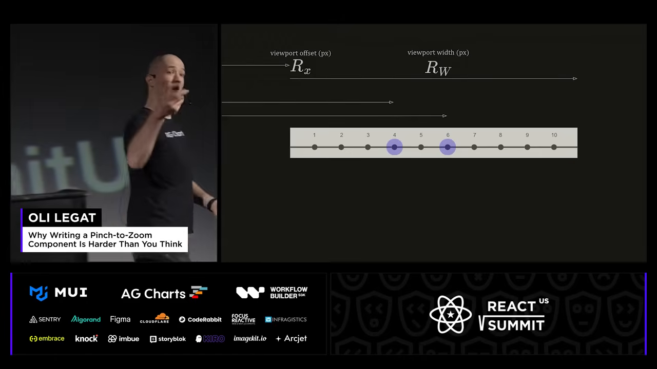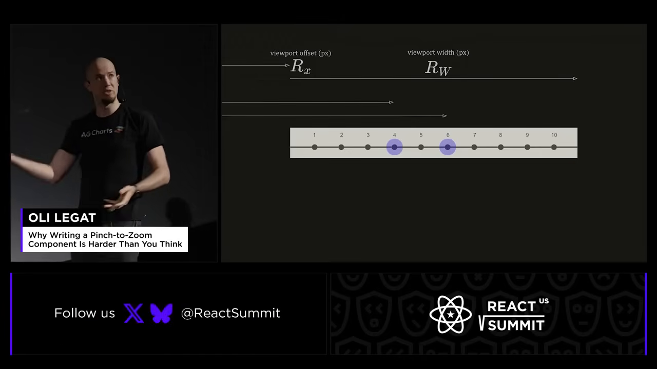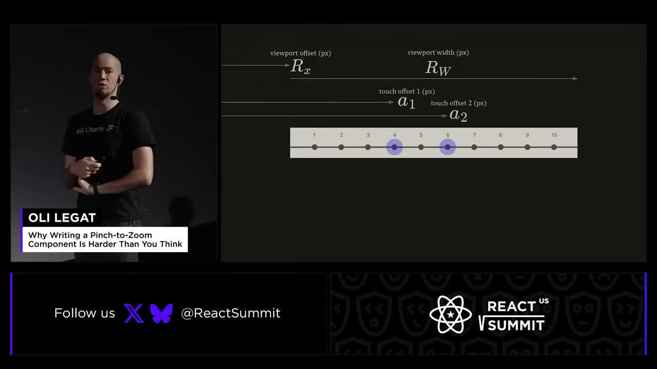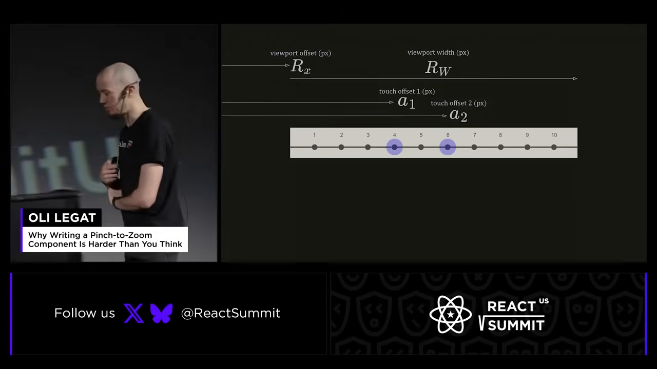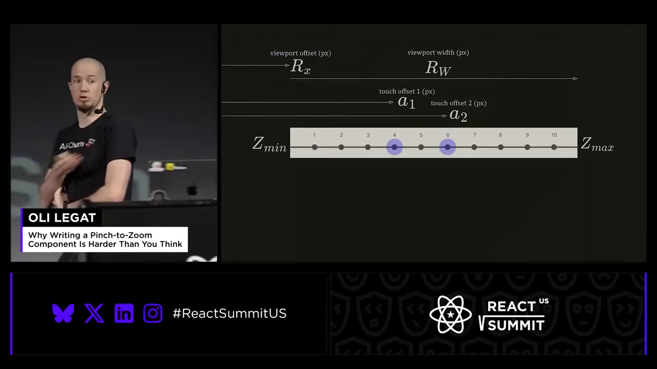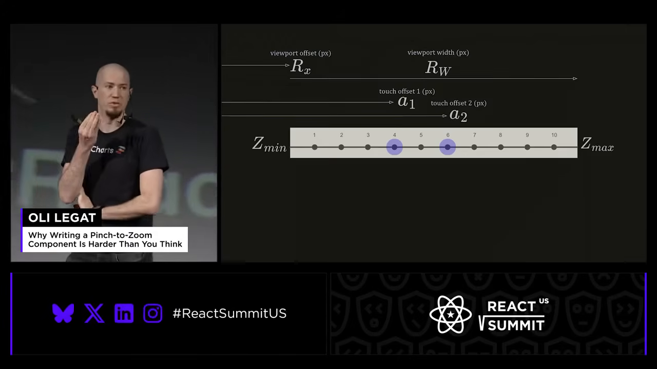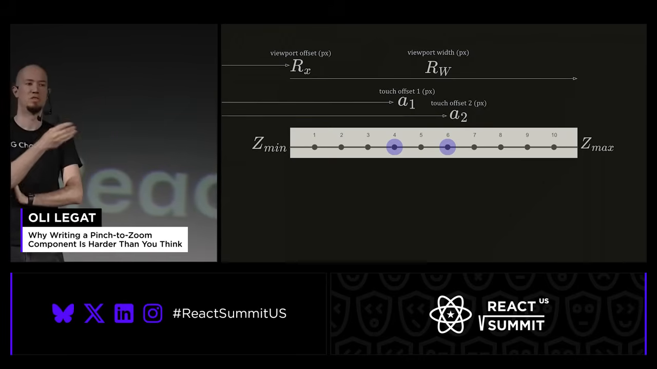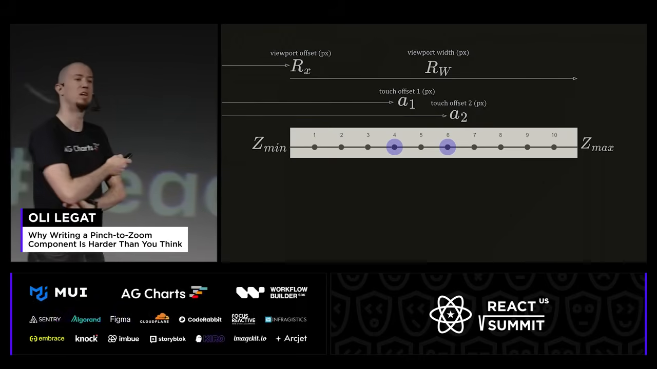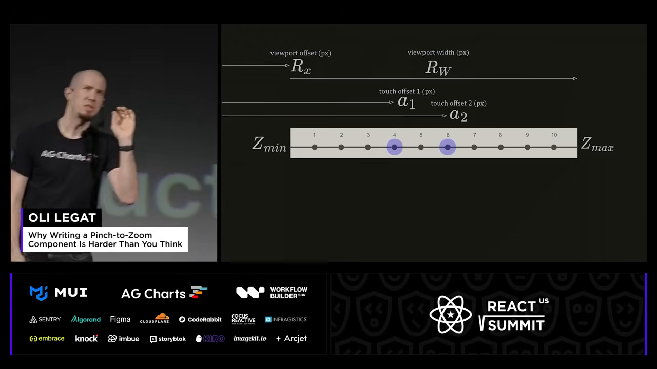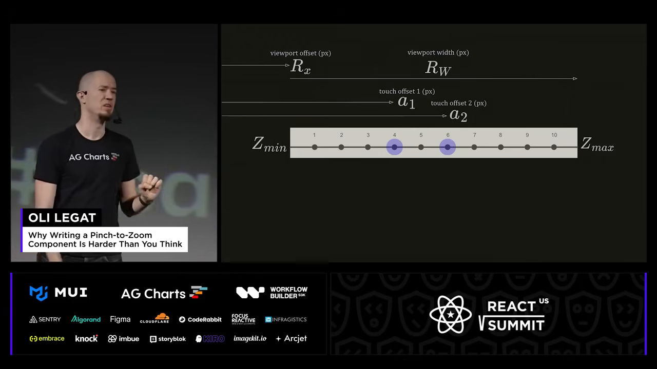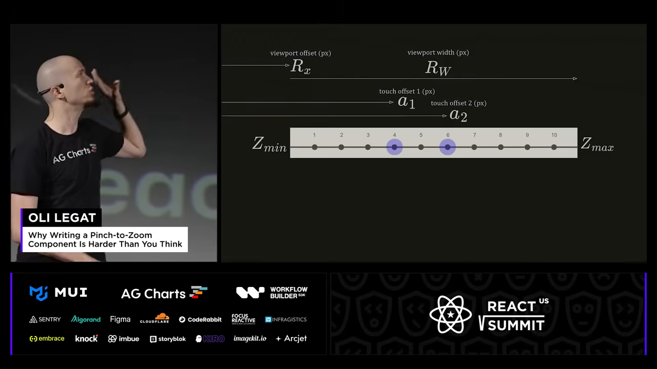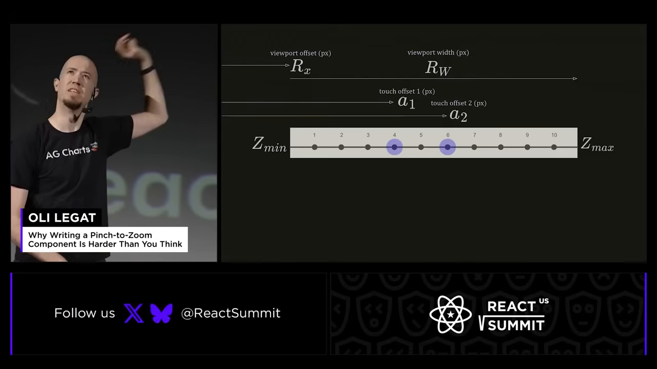OK, what else do we know? Well, we also know the offsets of the touches, because we received that from the touch start event. We'll call that A1 and A2. That's also in pixels. And obviously, we know the zoom constraints of our component, because we've initialized that from the get-go. They'll probably be like 0 and 1 or something. So we know the zoom constraints, Z-min and Z-max. And so what we're basically looking for at this point in time is some way to remember that the user is touching the numbers 4 and 6.